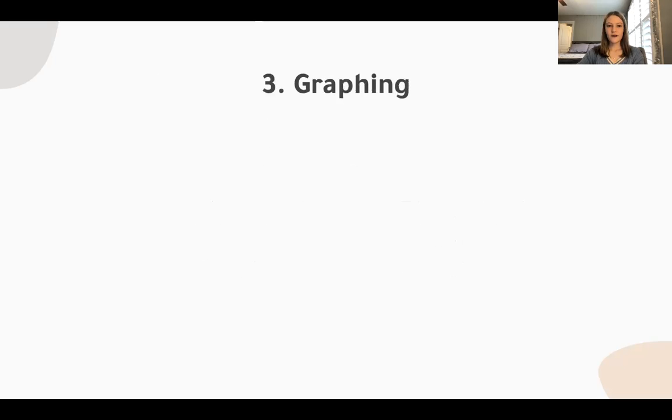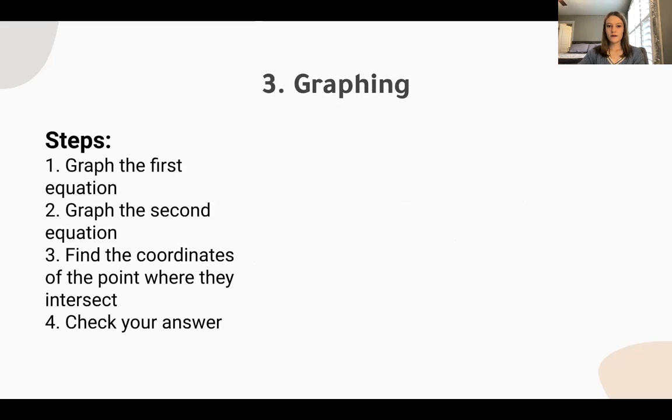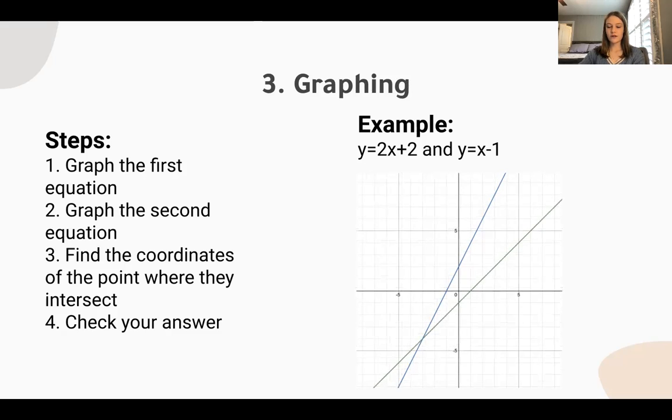And finally, on to the last method of graphing. In this method, there's only 4 steps. You'll start by graphing one equation, and then you'll graph the second equation, and you'll find where those two equations intersect, and then again, check your answer. For the graphing example that I have, the equations are y equals 2x plus 2 and y equals x minus 1. So first we'll start off by graphing y equals 2x plus 2, and that's what your graph should look like. And then we'll graph the second equation of y equals x minus 1, which is the one in green.